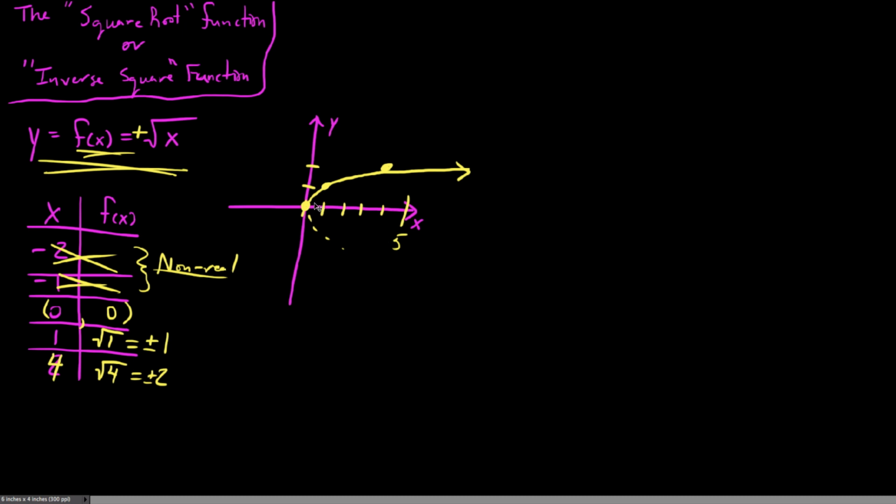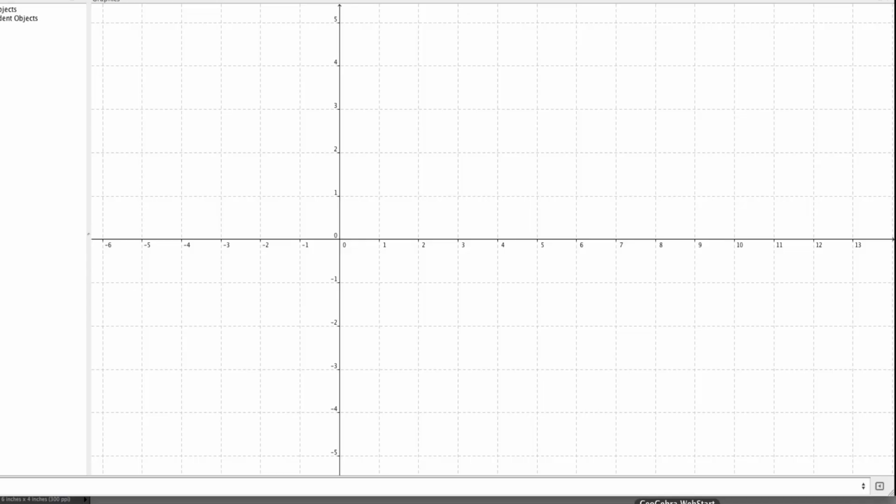But the reason why we ignore the negative outputs is because if we restrict it to positive outputs only, then this would necessarily pass the vertical line test for being a function, and that's what we like to see in inverse functions. This is the inverse square function, and we'll take a look at y here in just a second as we click over to GeoGebra.